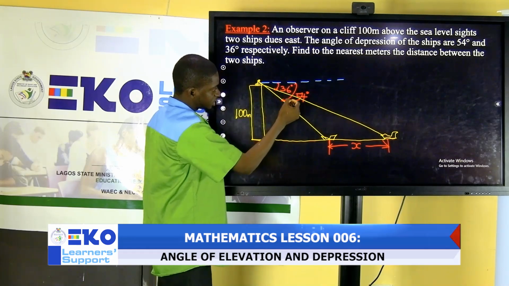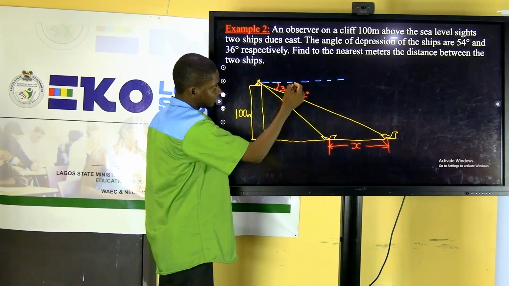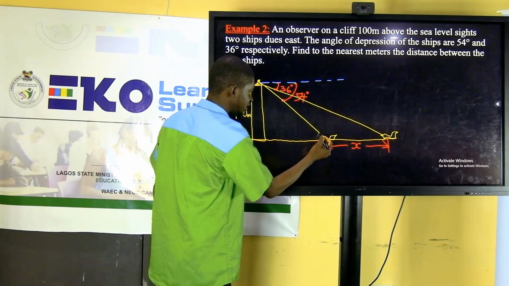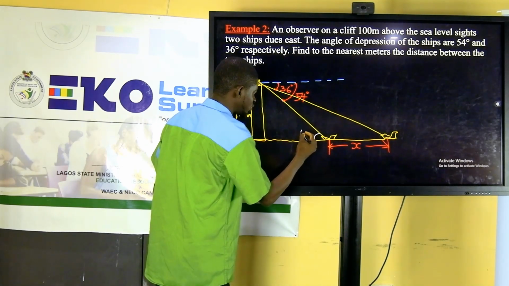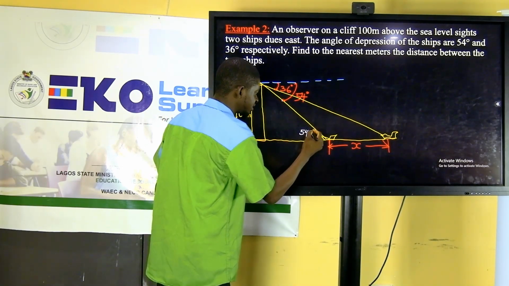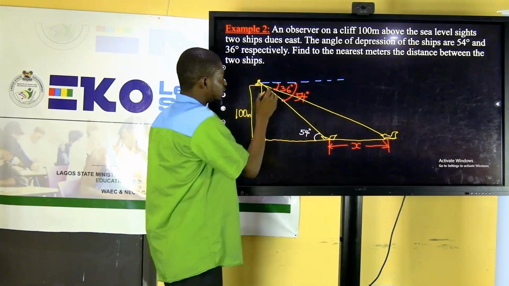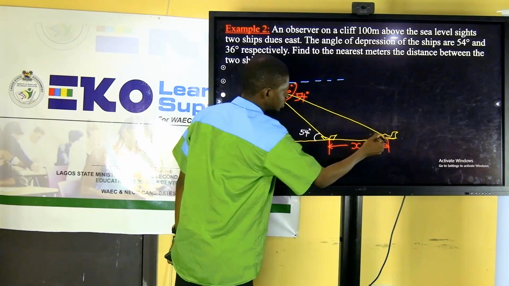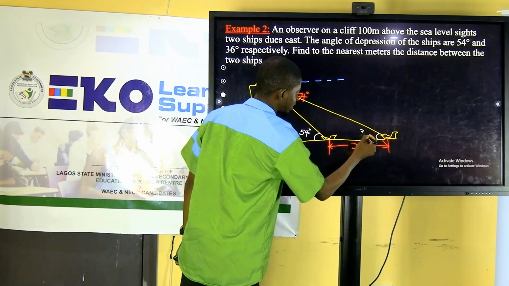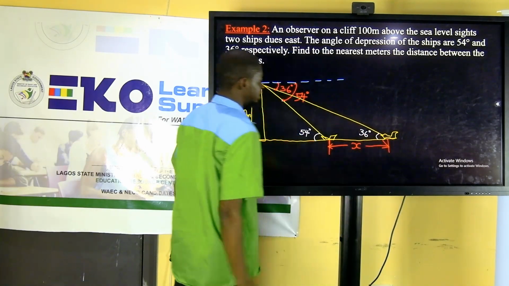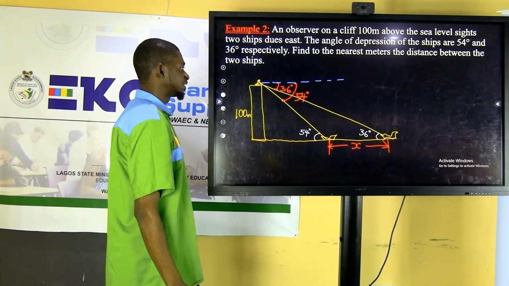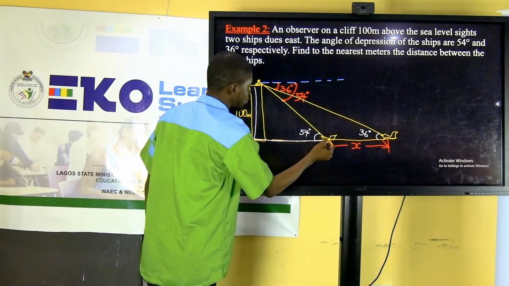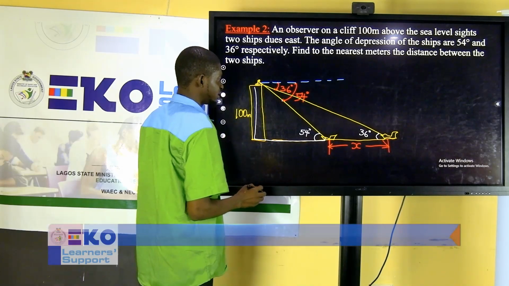From here down to this place, from this place to this place is 54. So automatically this angle will be 54 using alternate angle. So this one is 36. This one will also be angle 36 using the knowledge of alternate angles. Fantastic. Now from here to here forms a right angle triangle, right?